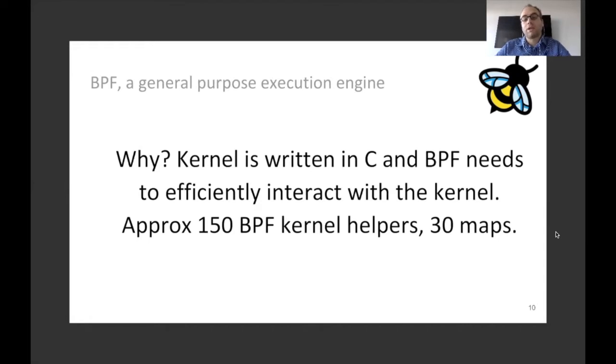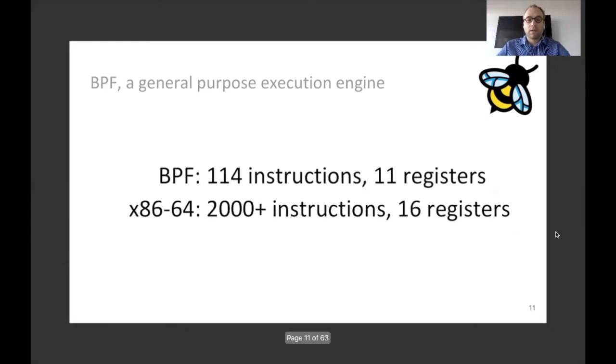There are approximately 150 helpers for BPF that can call kernel code, and around 30 different map implementations, which is a shared key-value like storage between BPF programs and also from user space. BPF is really minimal. It has around 114 instructions and 11 registers, of which 10 are general purpose. If you compare it to x86, it has over 2,000 instructions. So it's really just very reduced.